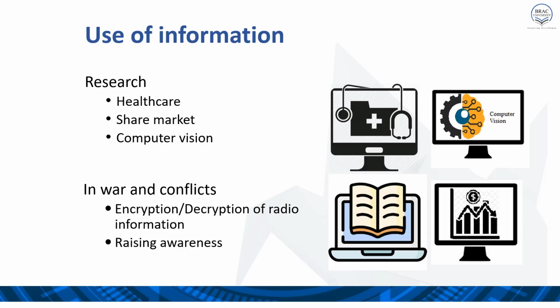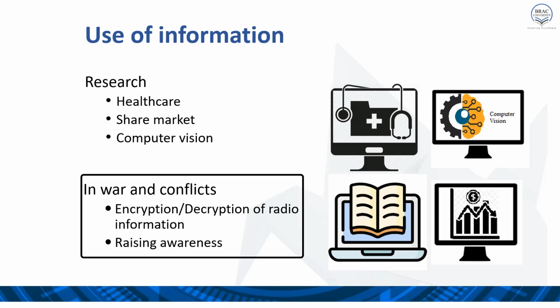And information is also used in different wars and conflicts. In the very first lecture, we discussed how Germans sent and received encrypted information during the Second World War and how the decryption by Turing reduced the length of the World War by almost 2 years. As we can see here, information can decide the fate of a warfare and alter the course of a war significantly. And during any war, information can also be used to raise public awareness. So keep that in mind.